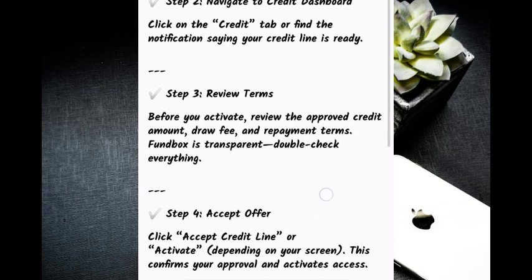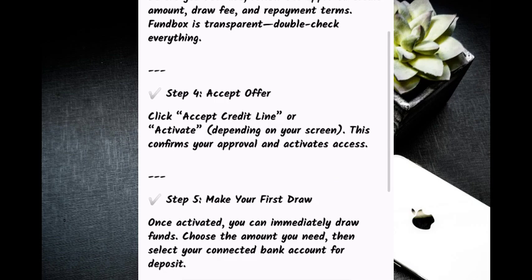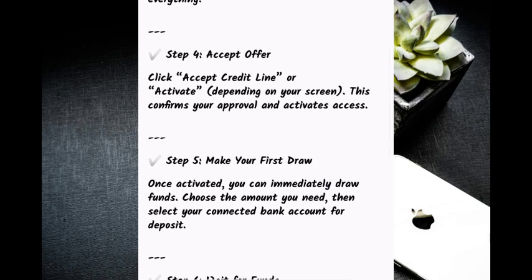Next up is to review terms. Now before you activate, you need to review the approved credit amounts, the draw fees, and repayment terms. Fundbox is transparent, so you want to make sure you double check everything. Step 4, accept offer. Now click accept credit line or activate, depending on, of course, on your screen. This confirms your approval and activates access.